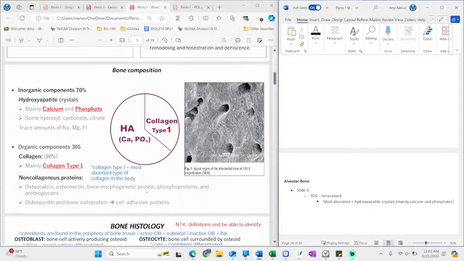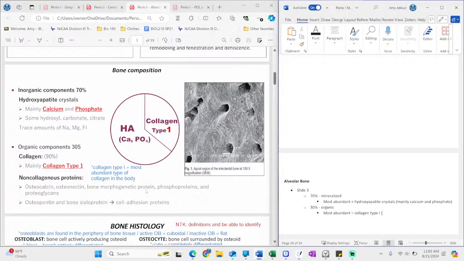So the organic components represent around 30%. I think I forgot to click the shift, so that's why it looks like 3 or 5, but it's 30%. The organic matrix is called osteoid, and the most abundant component of that is collagen type 1.